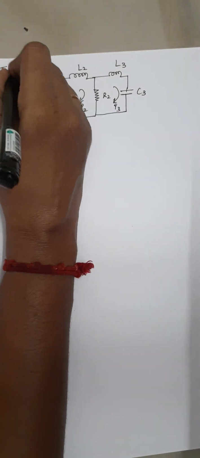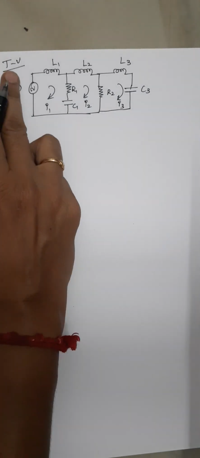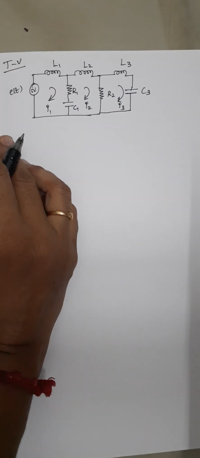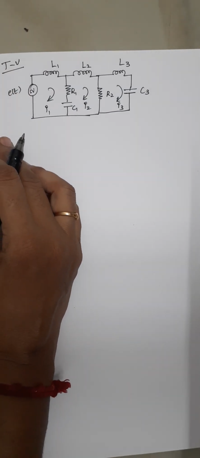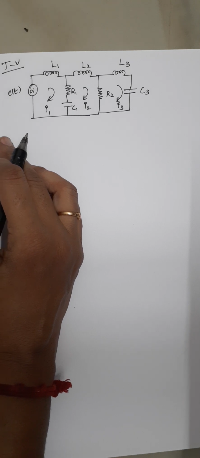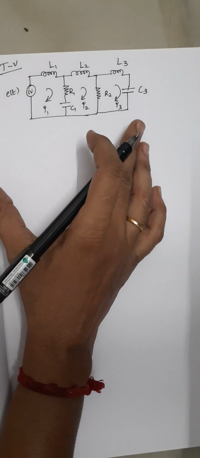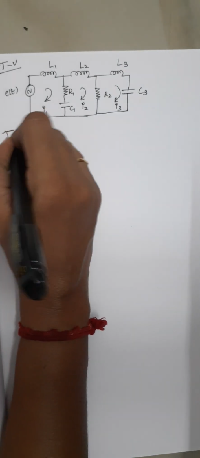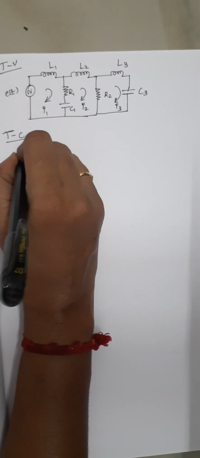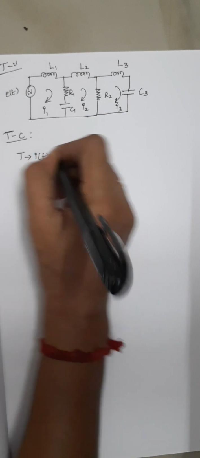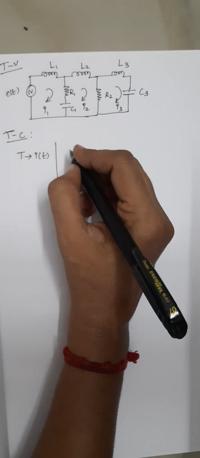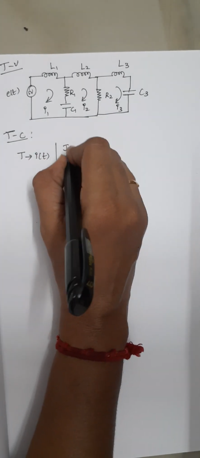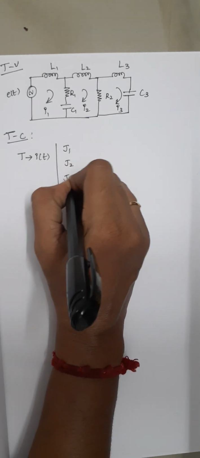Okay, this is the diagram which you had obtained from the torque voltage. So this is a torque voltage diagram. From this diagram, I am going to draw the torque current analogous circuit. So before that, there are some basic things here we have to modify. So here, in your torque current analogous circuit, this torque is represented as current and the respective elements are represented as, that is J1, J2 and J3.